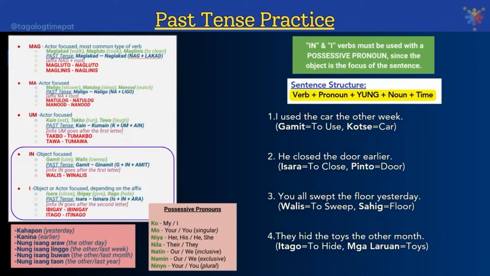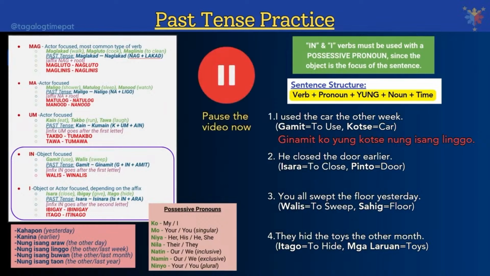So let's do this one together. So the sentence structure is verb plus pronoun. So it would be ginamit. That is the past tense conjugation of gamit. Remember, for in-verbs, the infix in goes after the first letter. So ginamit. Then it's the pronoun ko, which is the possessive pronoun I. Then it's the word yung, which means the. Coche nung isang linggo. So, ginamit ko yung kotse nung isang linggo. I used the car the other week.